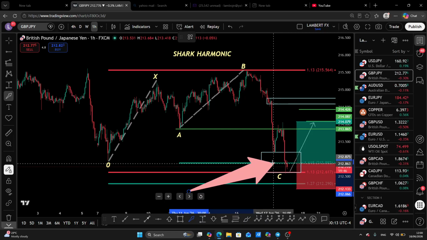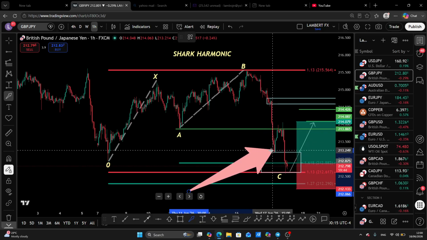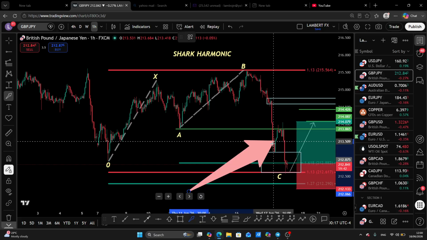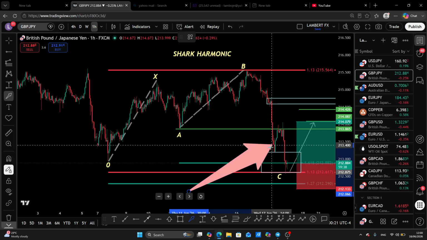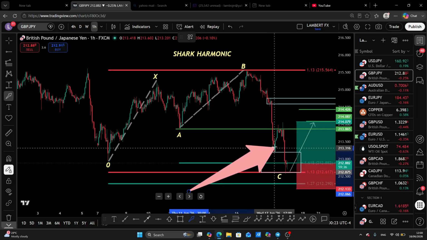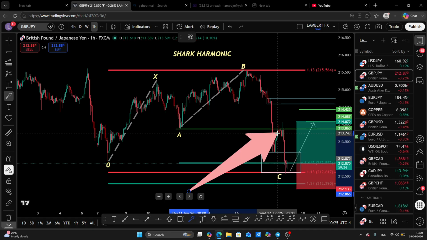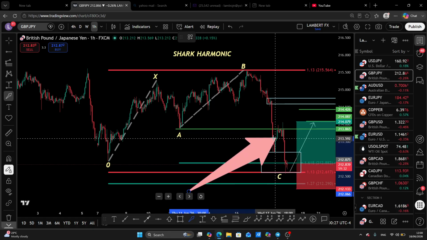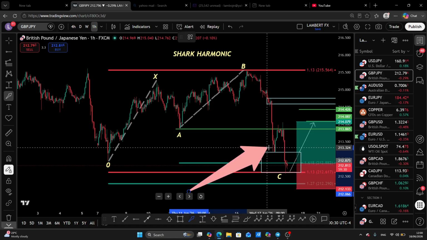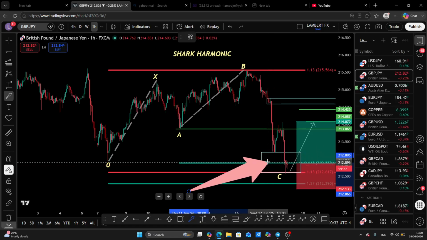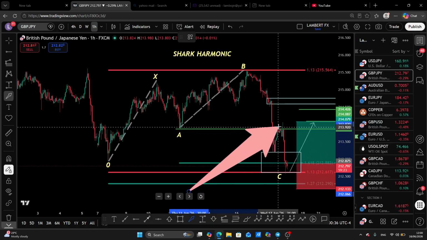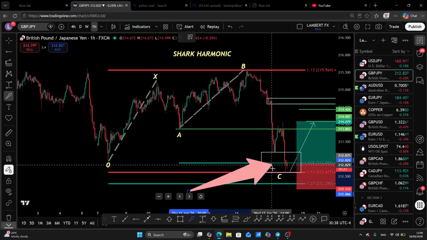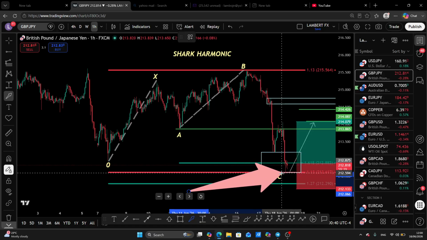All right, so as you can see, we came down to 0.886, we rejected, and then we had 3 hours of bullish movement. Buyers came in here, they've all gone long. And if you're not aware of these shark harmonic patterns and you take this trade, your stops will just be below these lows, and the market came and then took them out and rejected the 1.13.